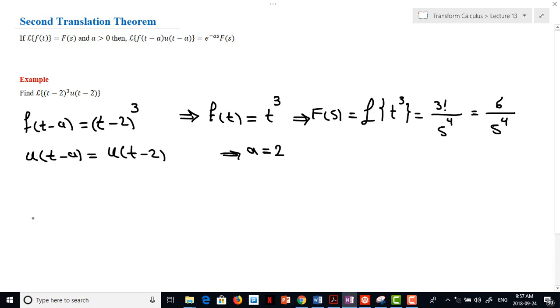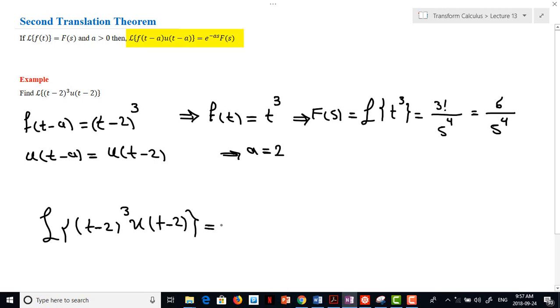As a result, based on the second translation theorem, the Laplace transform of (t minus 2) cubed u(t minus 2) is equal to e to the power of minus as. We already found a is equal to 2, so it's equal to e to the power of minus 2s times F(s). We already found F(s), so it's 6 over s to the power of 4. So we could find the Laplace transform of this function using the second translation theorem.